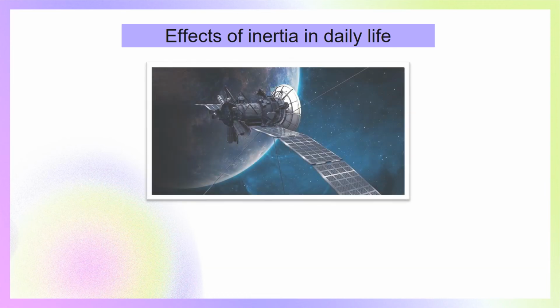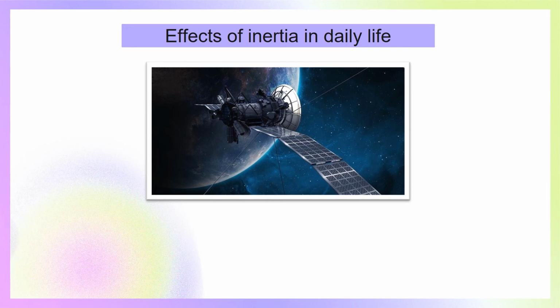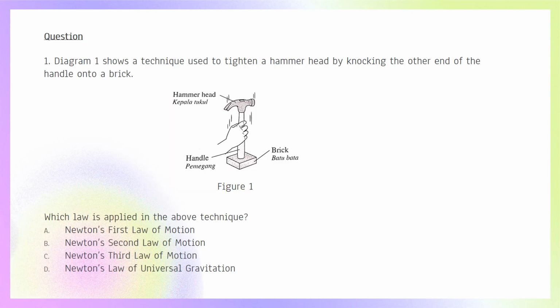The last example that I will show here is a satellite in space. The satellite orbits around the Earth in a specified orbit. The satellite moves due to the inertia and there is no external force to stop its motion in outer space. So, the satellite orbits the Earth unhindered. Next, let's answer questions about inertia to test our understanding.